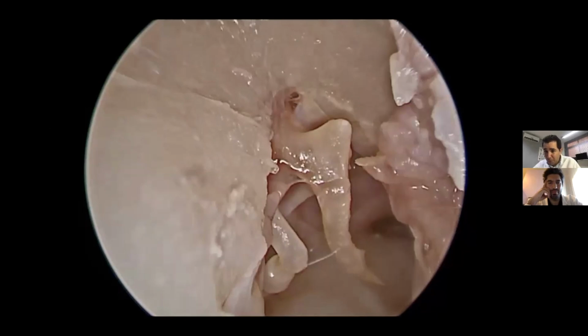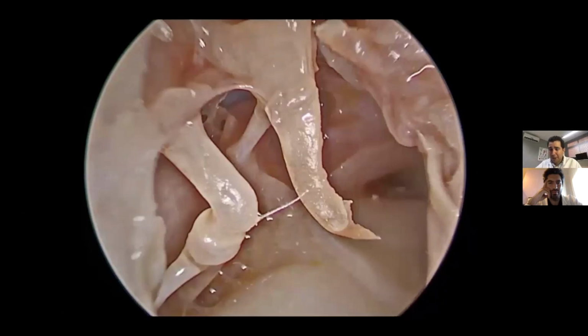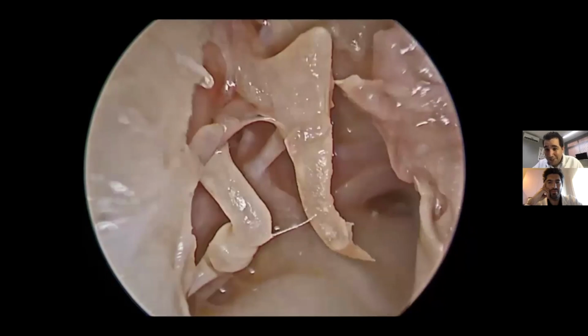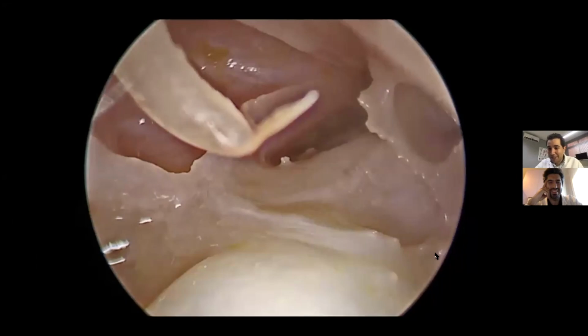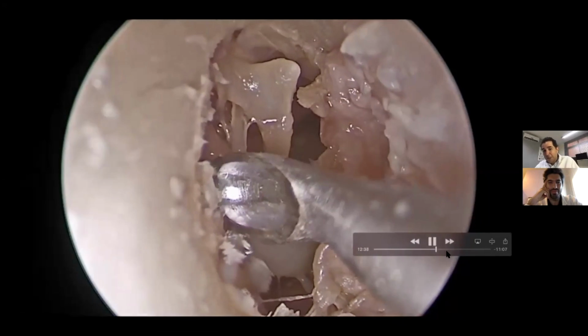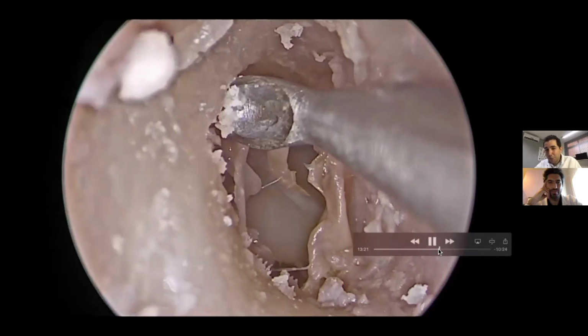It's not impossible, but sometimes you have to destroy a lot of bone. You have to do a lot of bone work in order to see the same things that we see elevating a tympanomeatal flap. It looks like a joke, but it's not a joke. Now I'm going to correct a little bit.